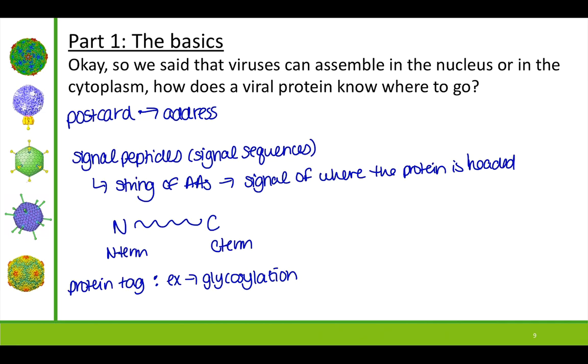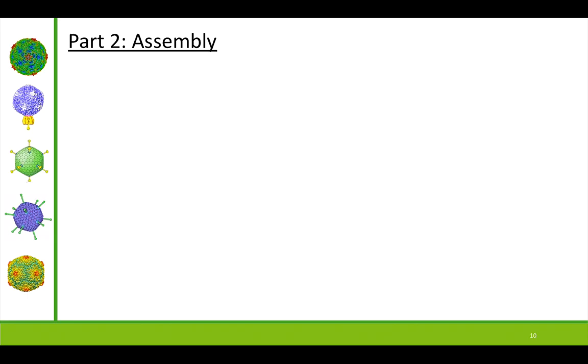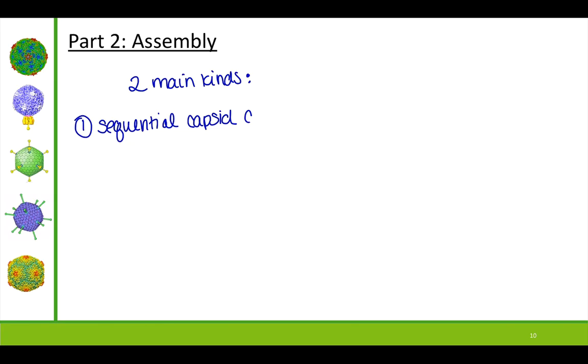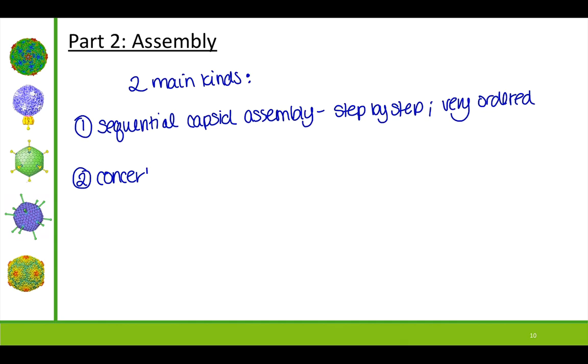All right, so now that we've got all of our basics, we've introduced the idea of what the host is doing during this time. We've talked about where assembly is happening. Now we're ready to start putting the pieces together. For assembly, we're going to split it up into two main kinds. The first is sequential capsid assembly. As the name implies, this is a step-by-step process. It's very ordered, and we will talk about why that is. The second type is something known as concerted assembly, and for concerted assembly, it more or less happens all at the same time.